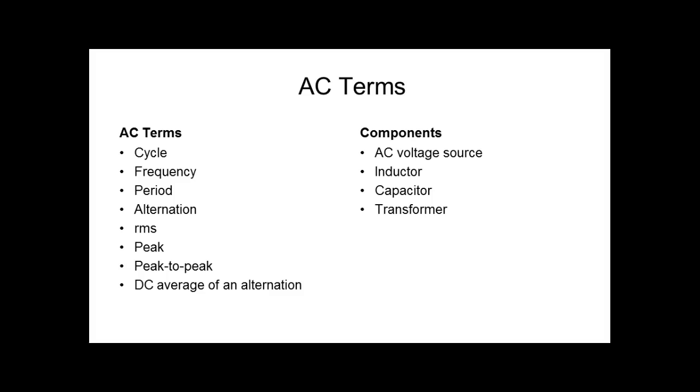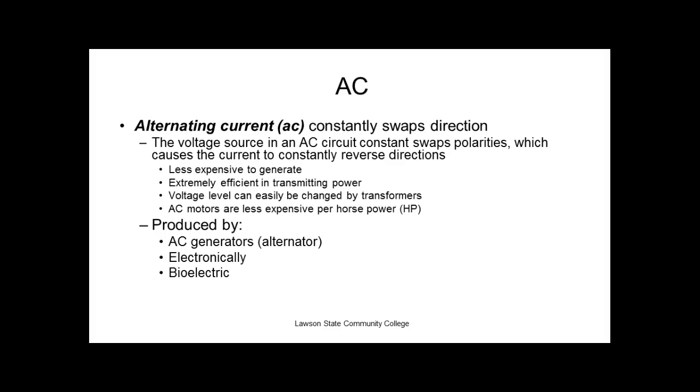So these are some terms we'll have. Cycle, frequency, period, alternation, RMS, peak, peak-to-peak, DC average. And components we'll look at in this class: the AC voltage source, inductors and capacitors, and of course transformers. Are we okay? Everybody okay? So alternating current constantly swaps the direction.